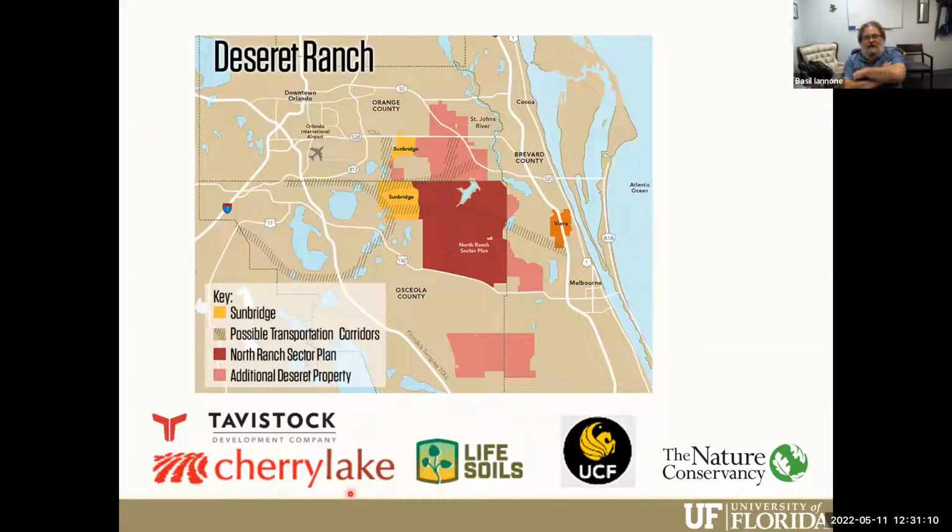This is Deseret Ranch. Deseret Ranch is over 300 acres in Florida. They actually have an 80-year development plan for their ranch over an 80-year period. They're currently the largest landowner in Florida. And up here in the north is this Sunbridge development, which is the first phase of this development project.